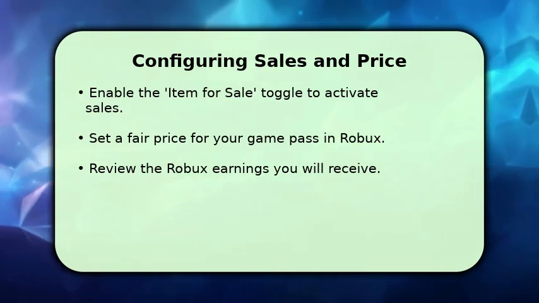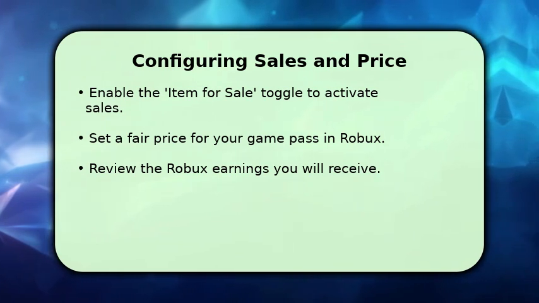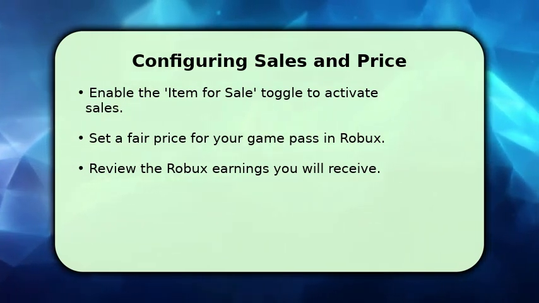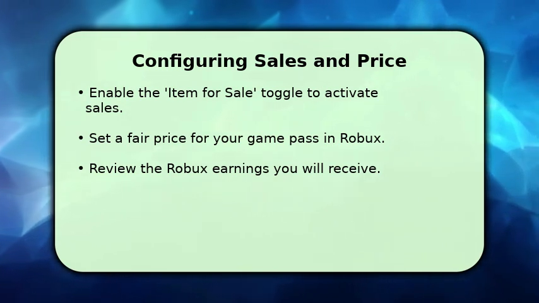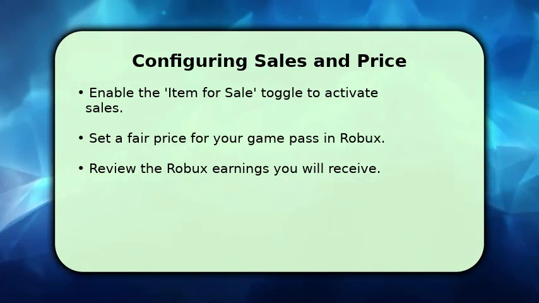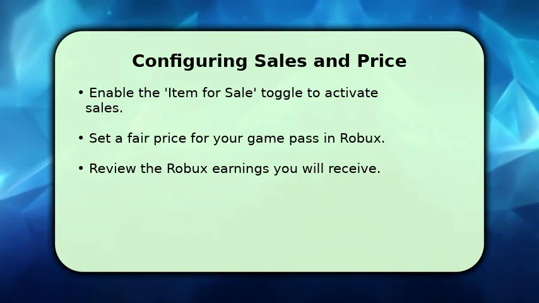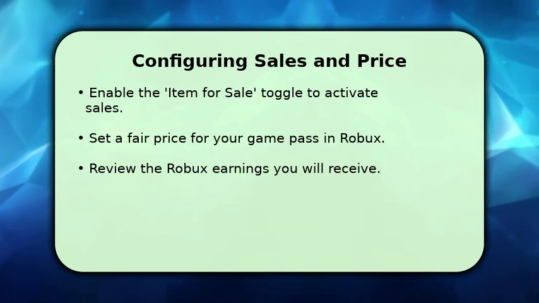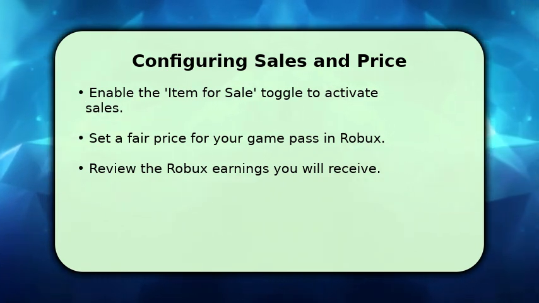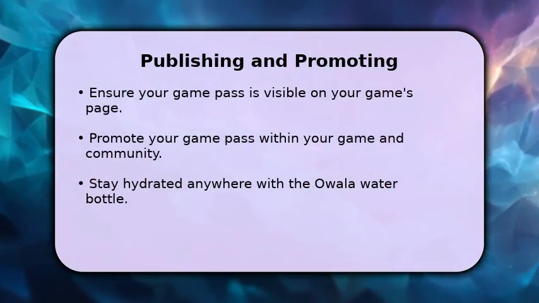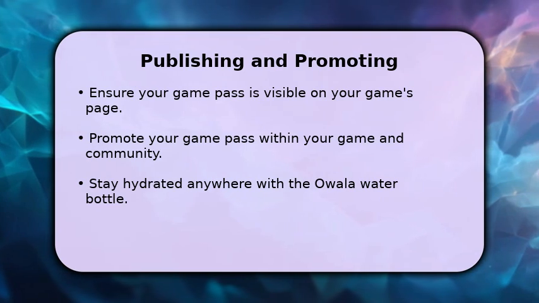Navigate to the Sales tab. Here, you must toggle Item for Sale to the On position. This makes your game pass available for purchase. Next, enter the desired price in Robux. Remember that Roblox takes a percentage, so consider this when setting your price. Save your changes to apply them. With the game pass created and priced, it is now public and ready for players to purchase.